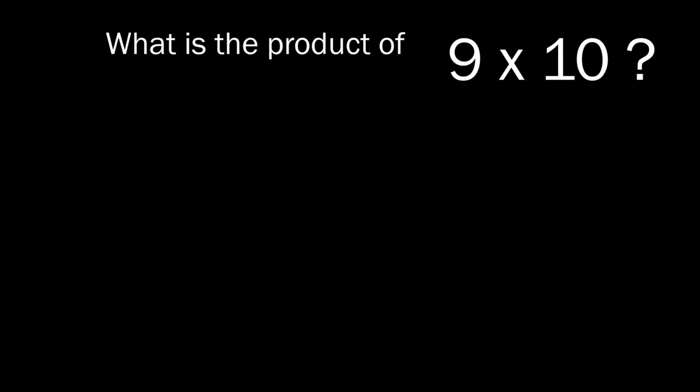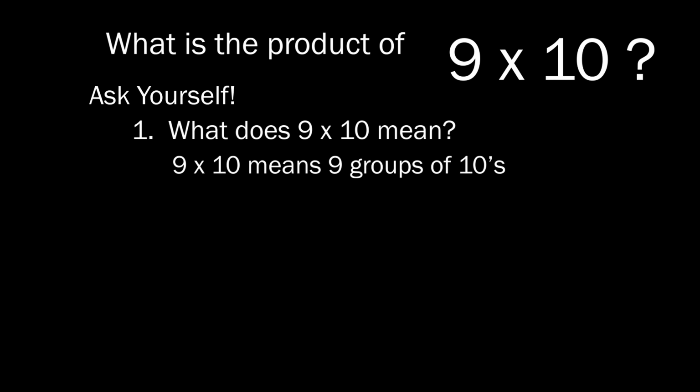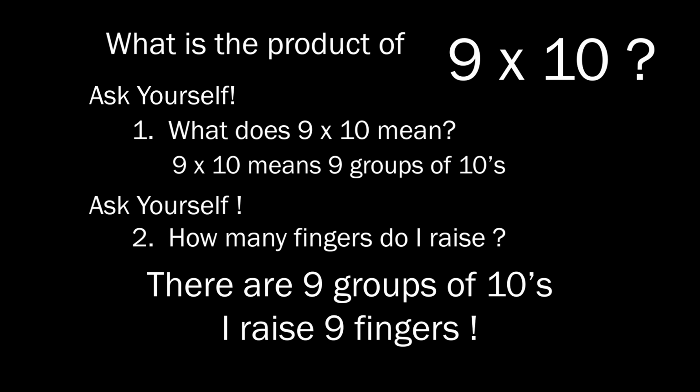What is the product of 9 times 10? What does 9 times 10 mean? 9 times 10 means 9 groups of tens. How many fingers do I raise? There are 9 groups of tens, therefore I raise 9 fingers.